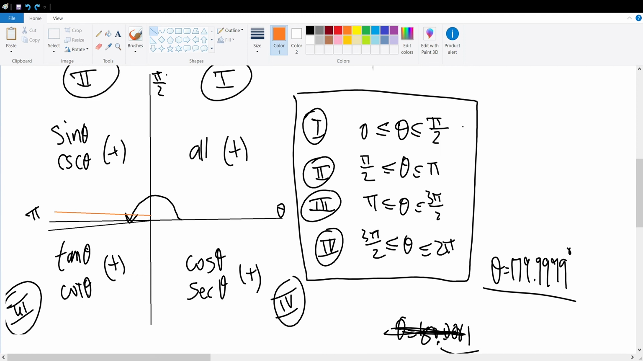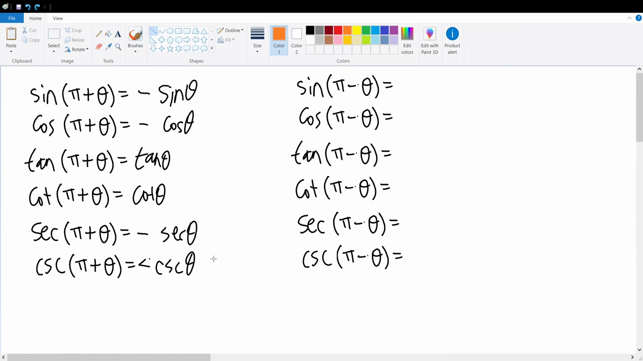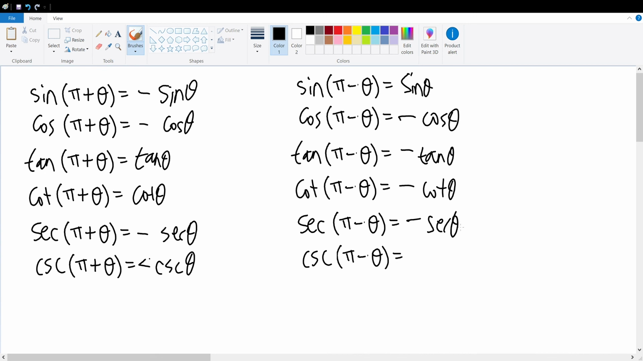We can see that no matter how small a change from 180, it will result in an angle within the second quadrant, where only the sine and cosecant functions are positive. Therefore, we can place the negative symbol in front of all the other trigonometric functions that aren't sine and cosecant. And likewise, as we did for sine of pi plus theta, this would become sine of theta, cosine of theta, tangent of theta, cotangent, secant, and cosecant.